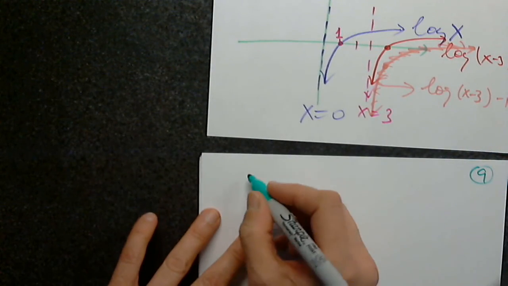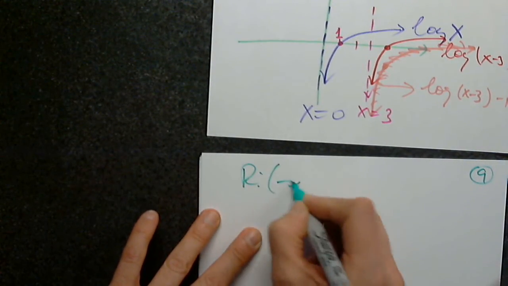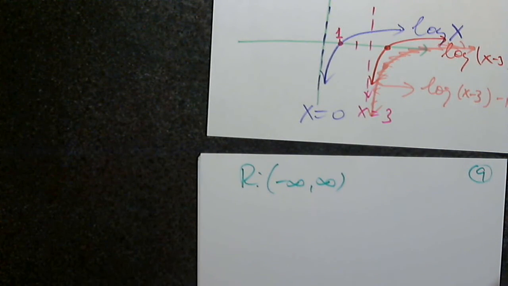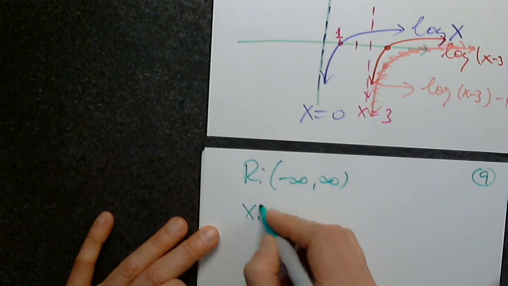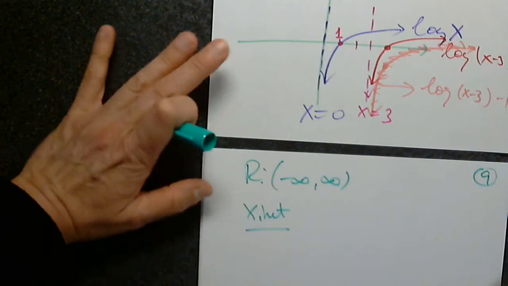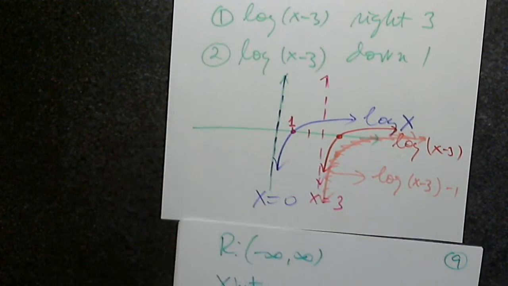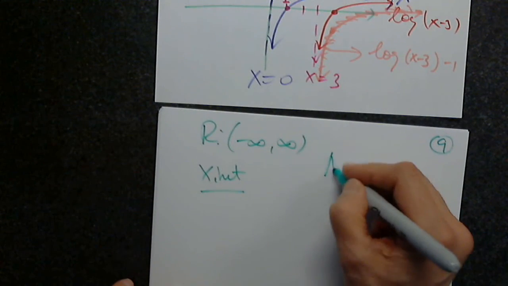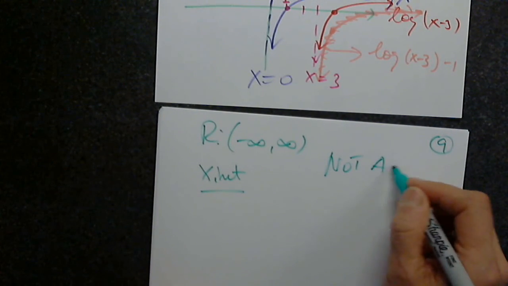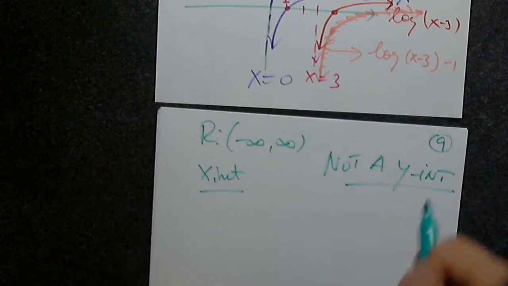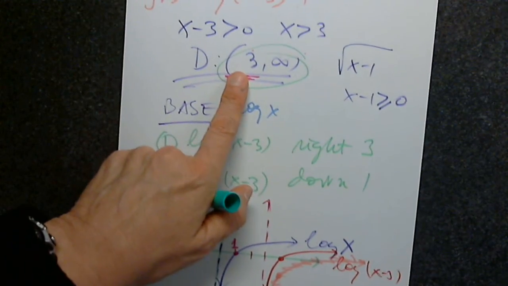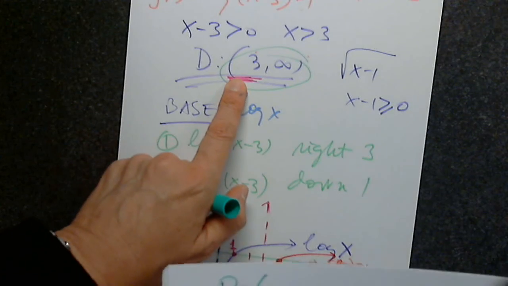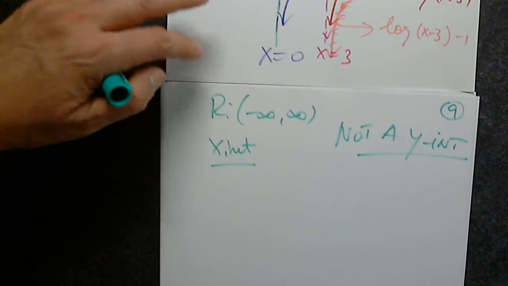Final question, the x and y intercepts. How do I get the x-intercept? And let me ask you this. Does this function have a y-intercept? No, absolutely not. Why? Because I can't plug a 0 in it. The domain is 3 to infinity. How can I plug in 0 in it? I won't be able to. But how do I find the x-intercept?